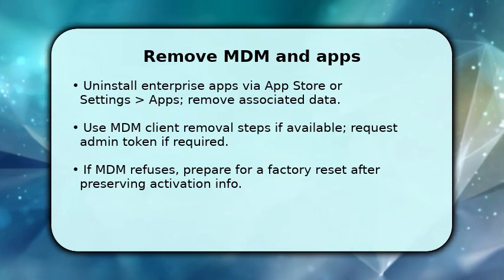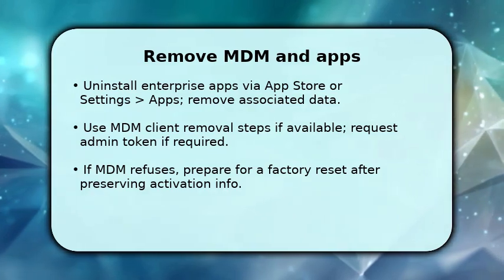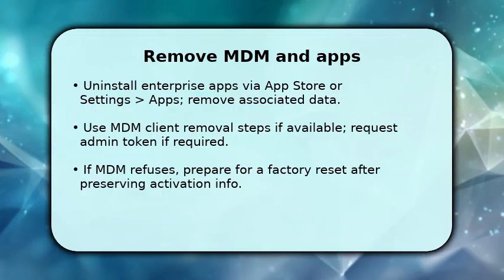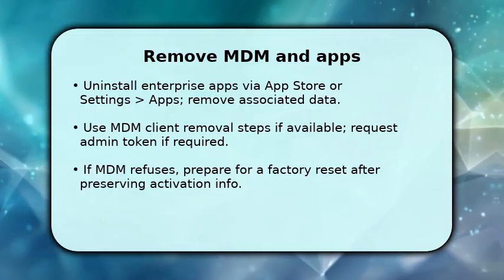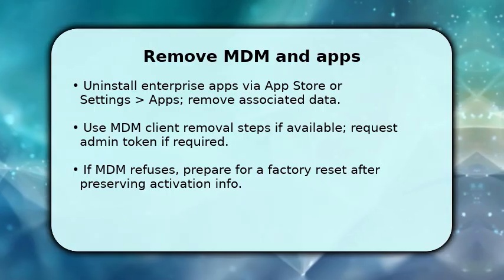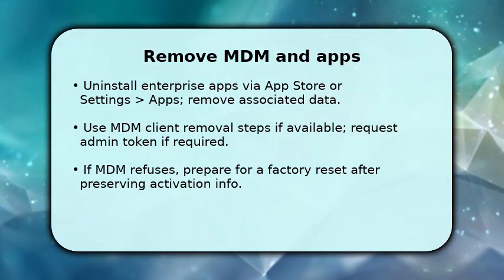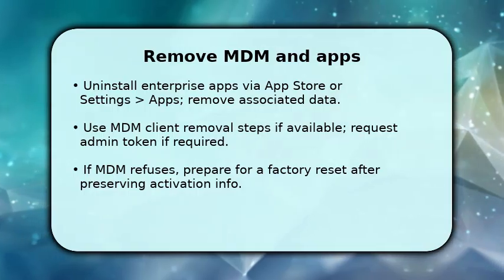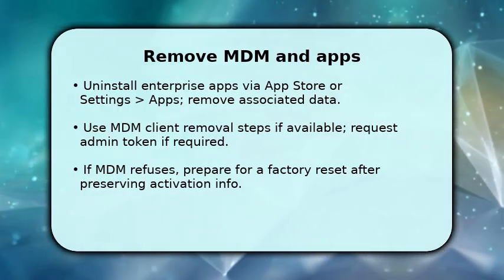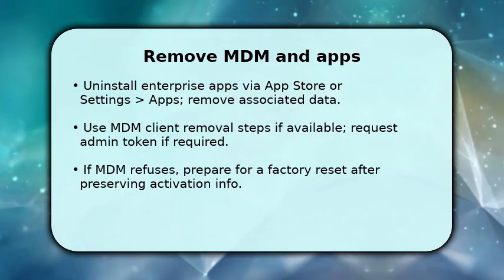Now focus on removing the management and apps. You uninstall enterprise apps one by one from apps or the App Store and clear their cached data to avoid lingering settings. If an MDM client is present, follow the vendor's in-app removal flow. Sometimes you need an admin token. Request it from IT if possible.